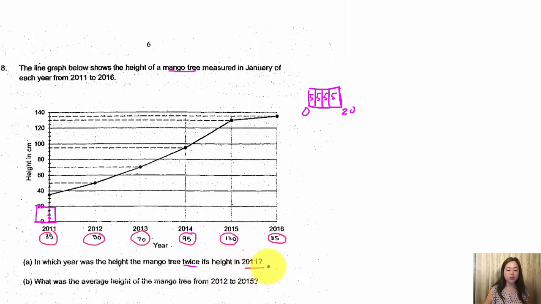So, in which year was the height of the mango tree twice? To make sure that it is twice of 2011, this is actually 35. So, 35 to be twice is multiplied by 2, which is equal to 70. So, you can see now that in 2013, the height was 70 meters, which is actually twice of 35. So the answer here is actually 2013.